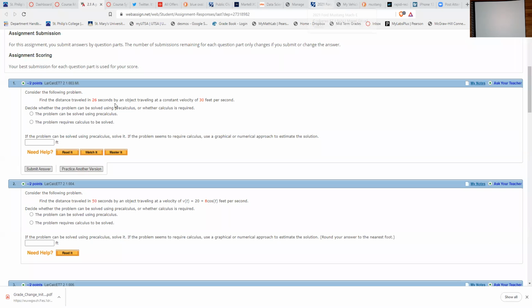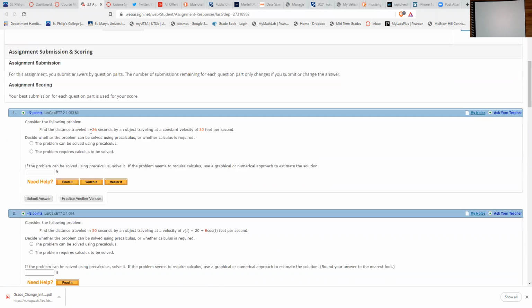Okay, so brief calculus basically asks you, do we think we need calculus here or do we not? And you kind of get a picture as to why it's important, at least for physical, real world problems. So let's look at this first example. Let's consider the following. Find the distance traveled in 26 seconds by an object traveling at a constant velocity.